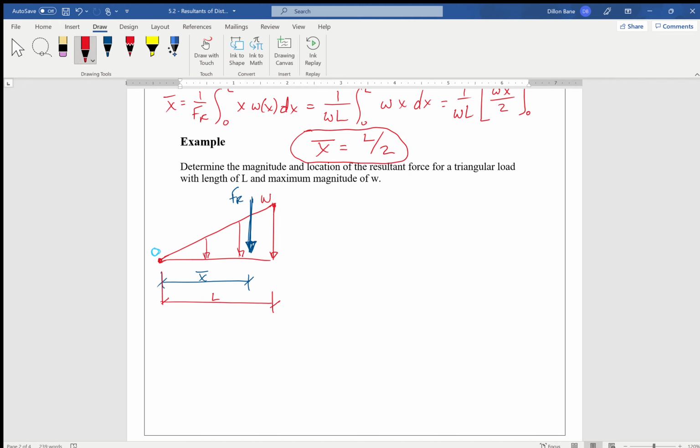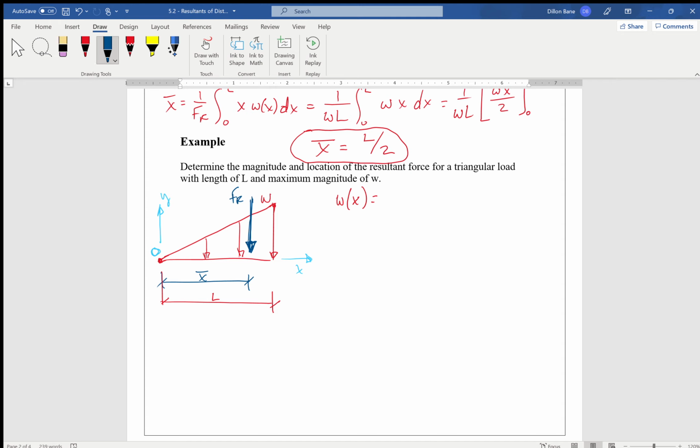So let's start then. All we've got to do is take our moments about point O to figure out all of this, but we need to know first what the magnitude of Fr is. And in order to do that, we need to know w of x. For us to know w of x, we've got to set up our coordinate system again, right? The x-axis is going to be along the length of the load, and then our y-axis will be starting at O going up.